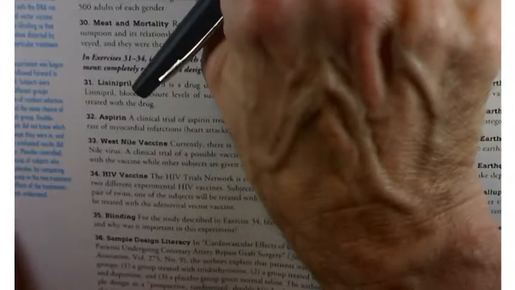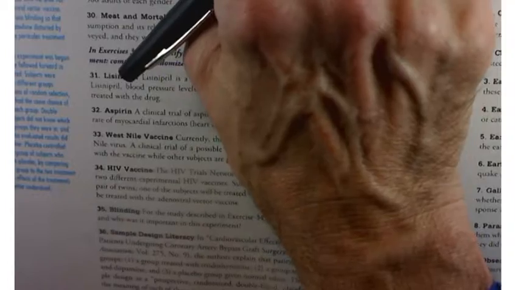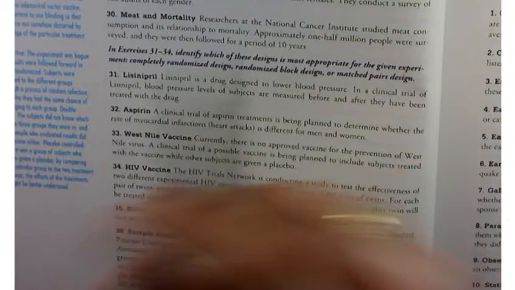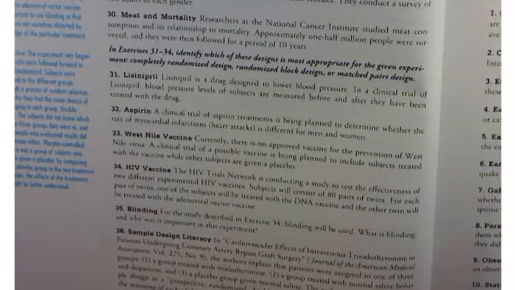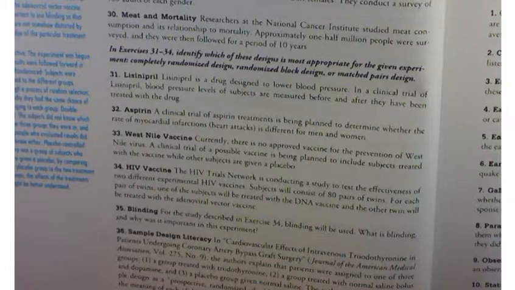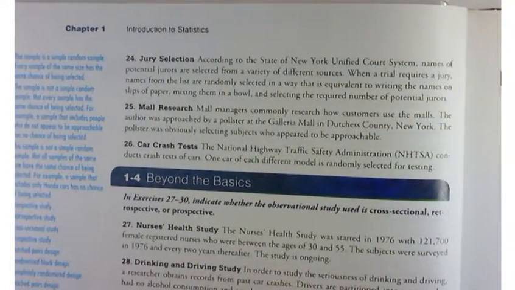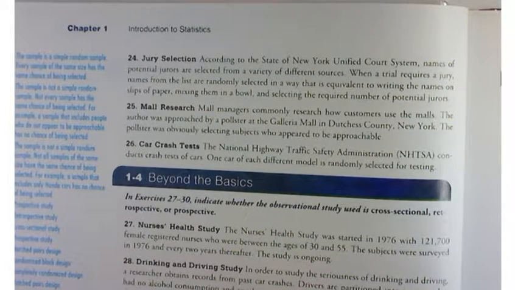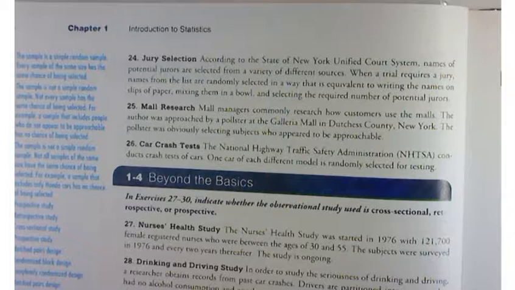According to the state of New York, Unified Court System, names of potential jurors are selected from a variety of different sources. When a trial requires a jury, names from the list are randomly selected in a way that is equivalent to writing names on slips of paper, mixing them in a bowl, and selecting the required number of potential jurors. So, sorry about that, I didn't have that in focus there. What do you think? Is that going to be a simple random sample, if you're pulling names out of a hat, essentially?